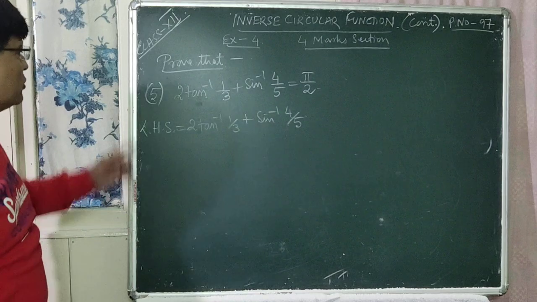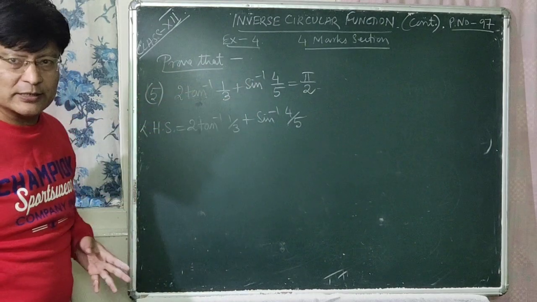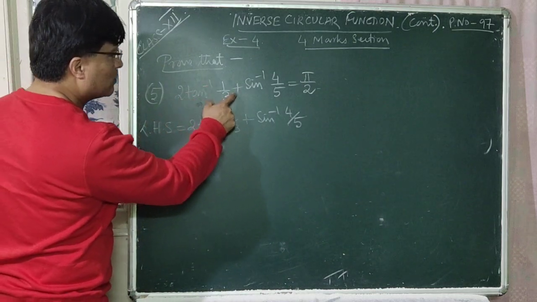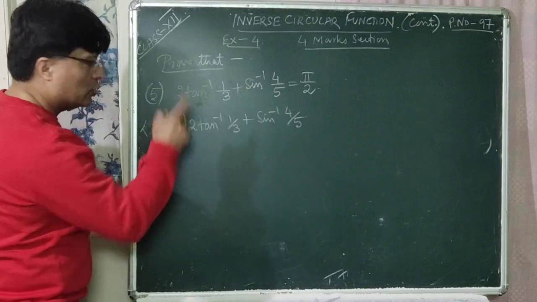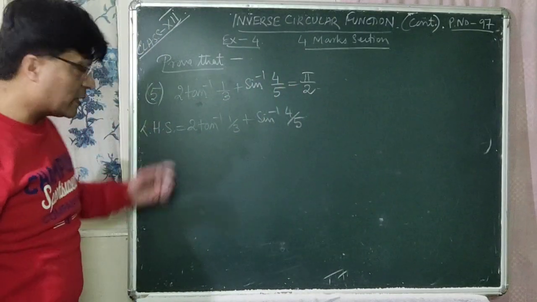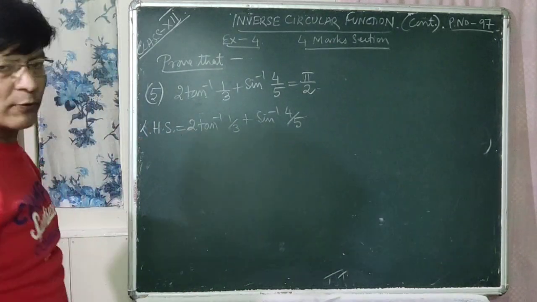Now we will do question number 5. This is also a proof that LHS is equal to RHS, right? So what is the left hand side here? 2 tan inverse 1/3 plus sine inverse 4 by 5. You have to prove this left hand side is equal to pi by 2. Okay. So let us write down this left hand side. That is 2 tan inverse 1 upon 3 plus sine inverse 4 by 5.